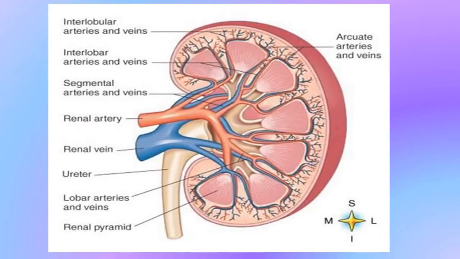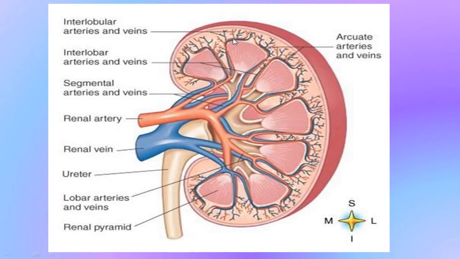This is another figure that shows different arteries and veins. You see the renal artery enters through the hilum into the kidney. It breaks up into branches. Those branches are interlobar arteries.